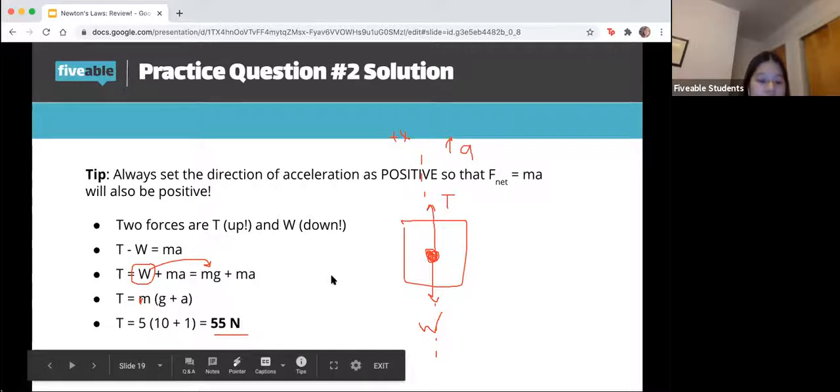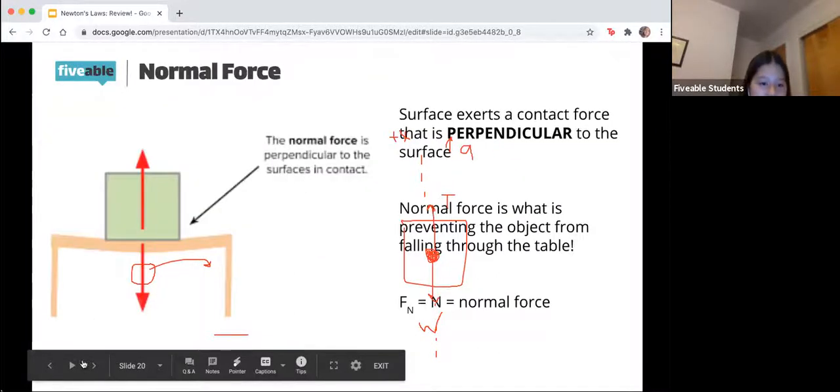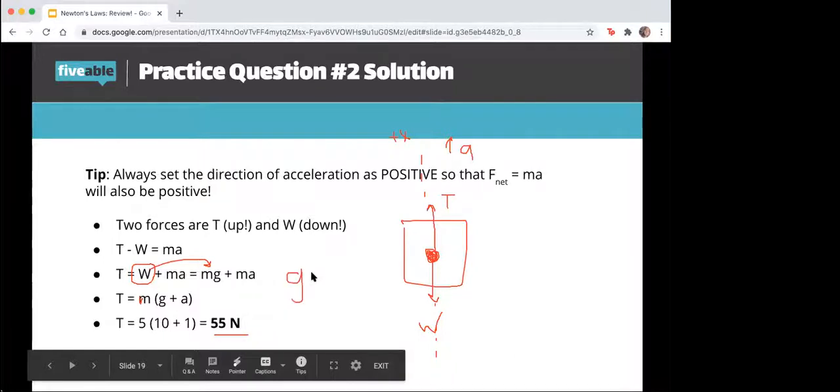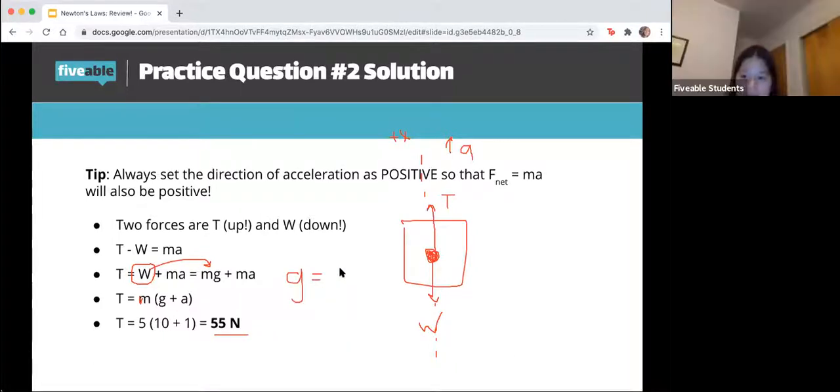I know the whole concept of gravity is a little bit weird, but gravity is a force. It's the downwards force. However, technically, when we write it, it's 10 meters per second.